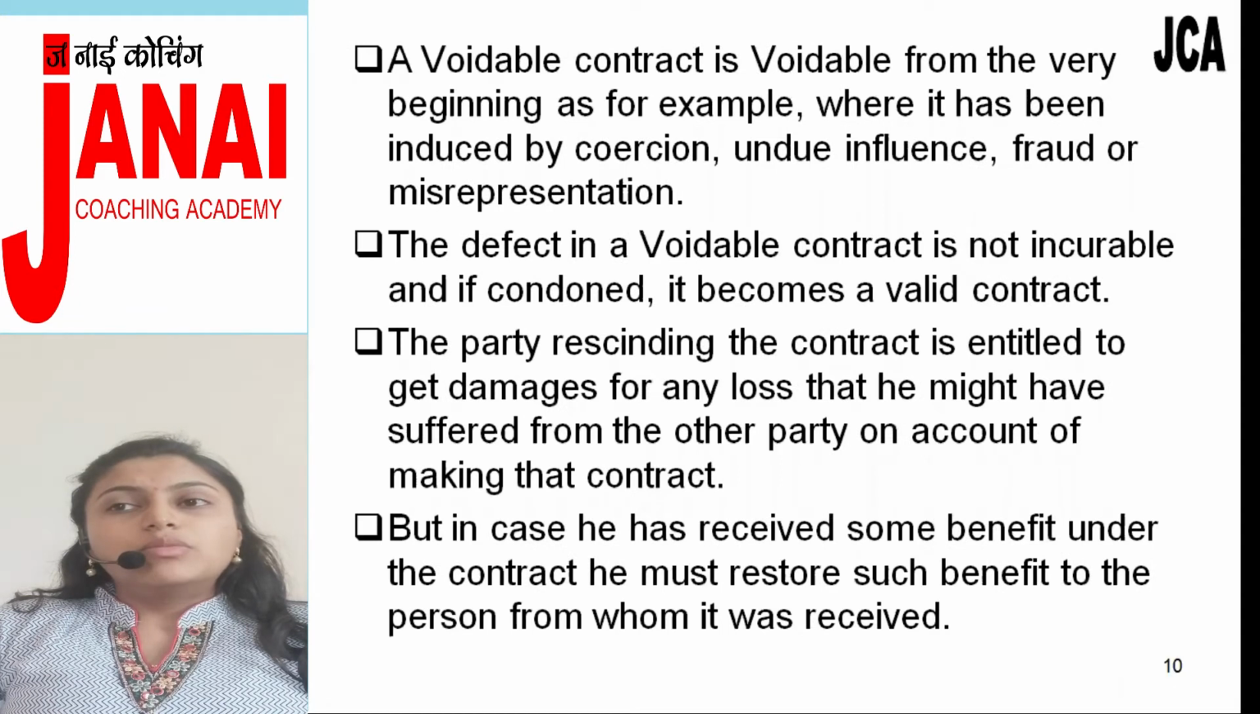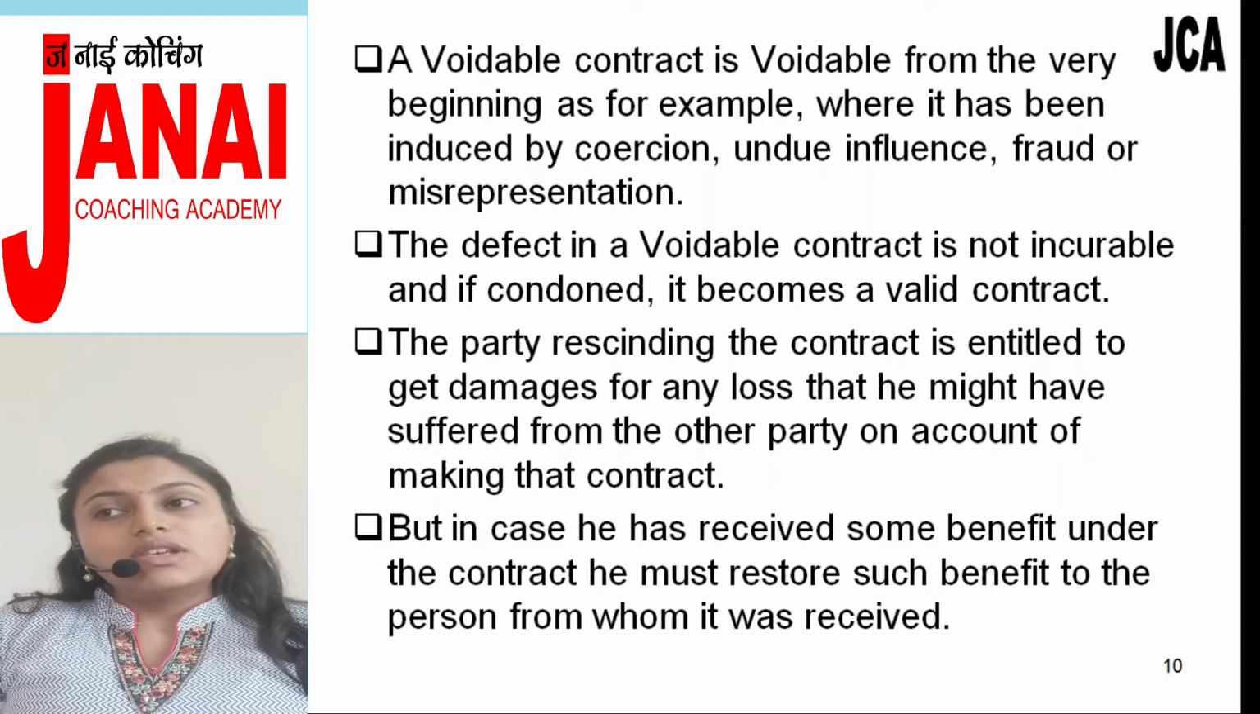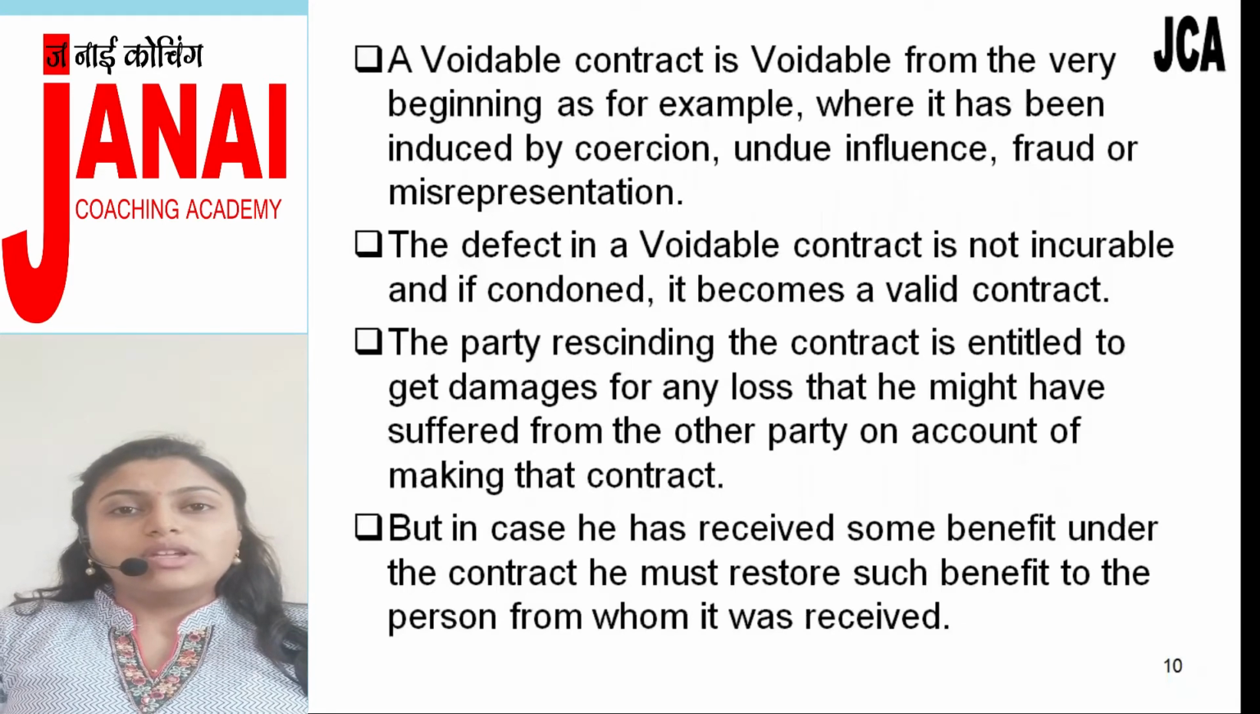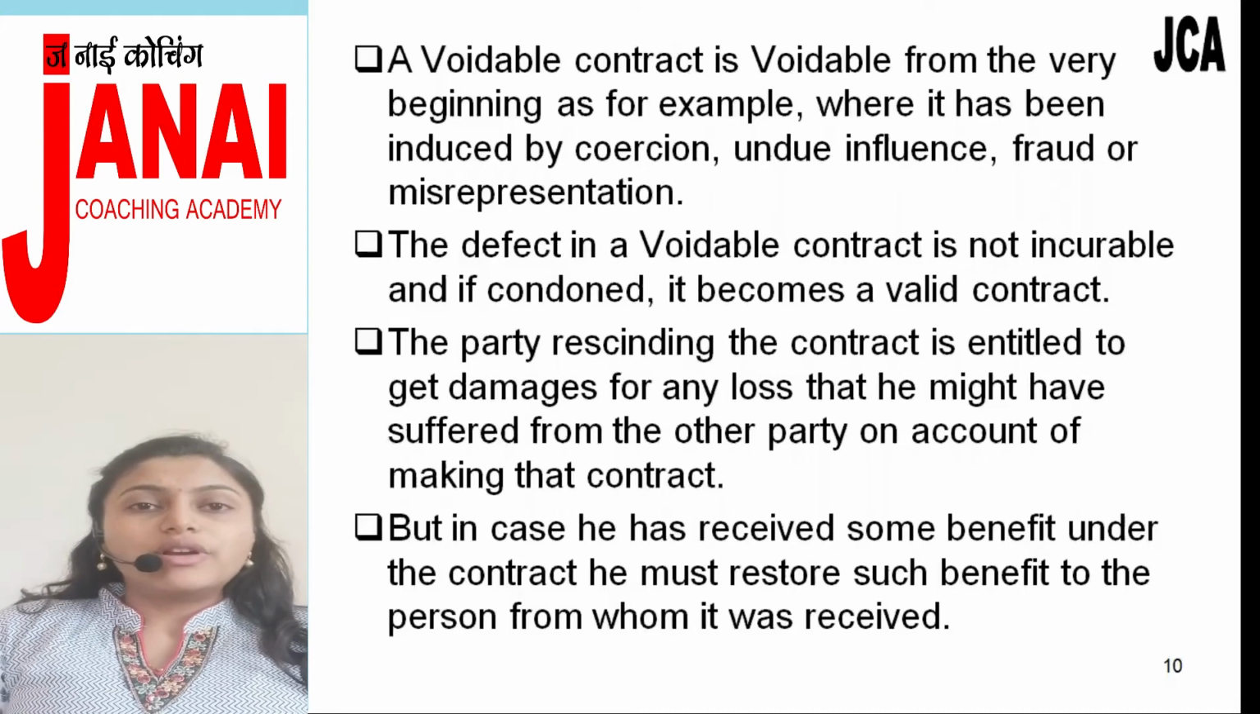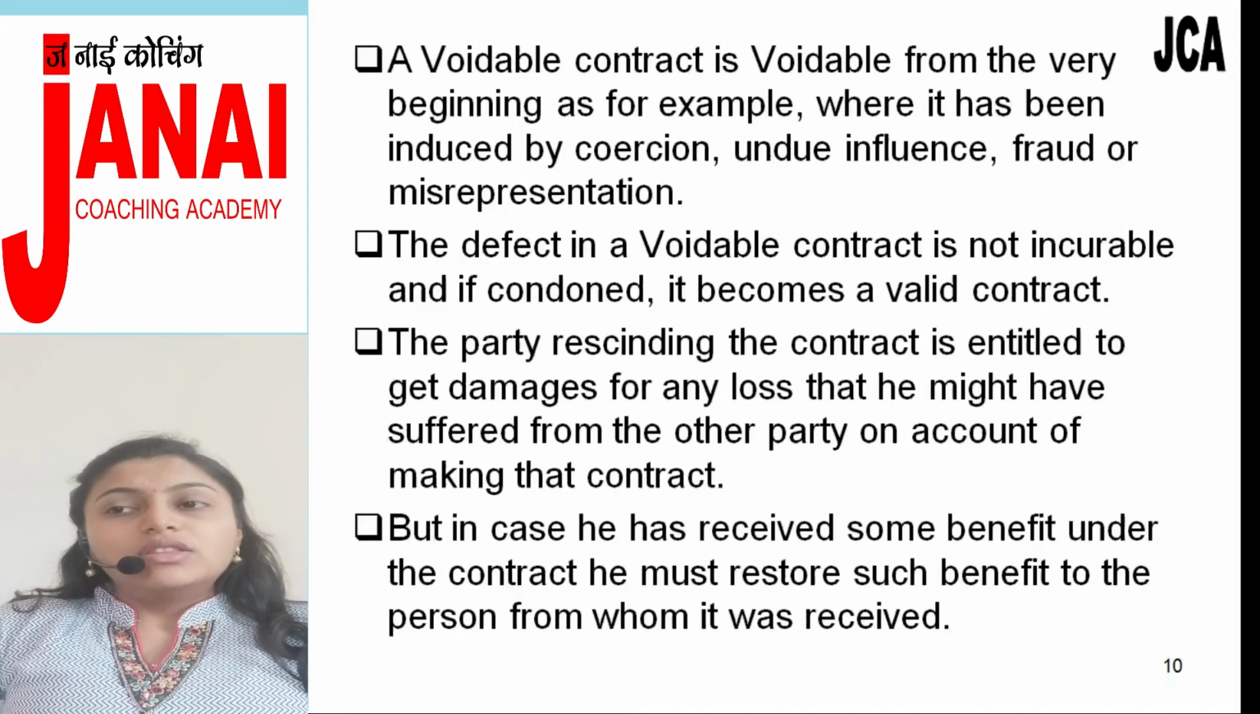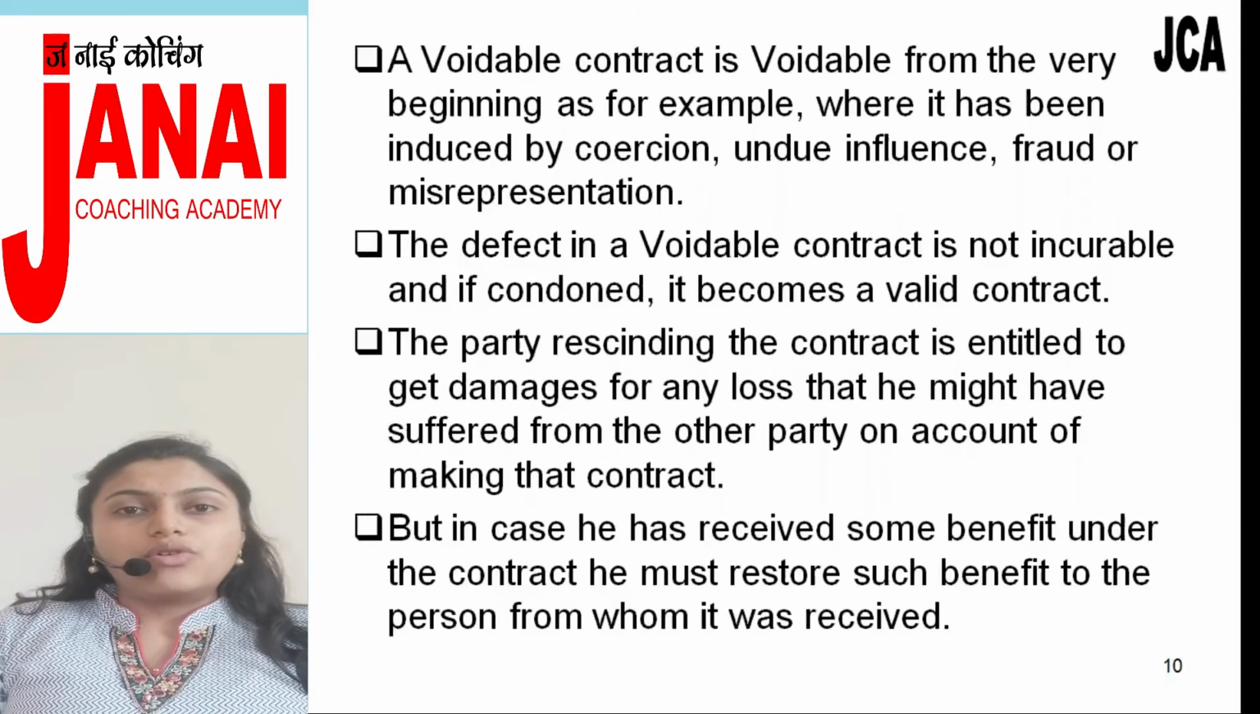A voidable contract is voidable from the very beginning only. For example, where it has been induced by coercion, undue influence, fraud, or misrepresentation, then it is voidable from the beginning only. But of course, ultimately we have to decide whether it is a valid contract or a void contract. The defect in a voidable contract is not incurable, and if condoned, it can become a valid contract.